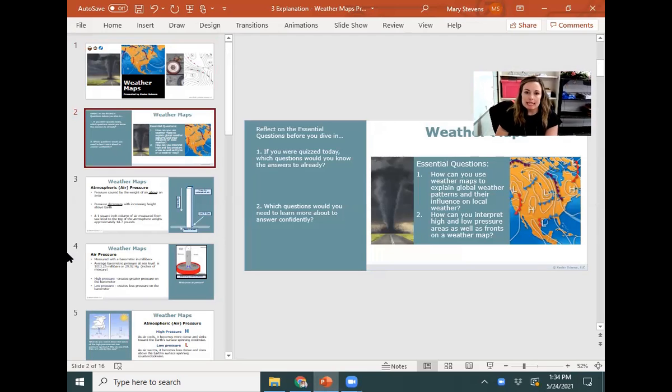While we're going through this lesson, I want you to think, how can you use a weather map to explain global weather patterns and influences on local weather? And also, how can we interpret the low and high pressure areas and what type of fronts are shown on a weather map?